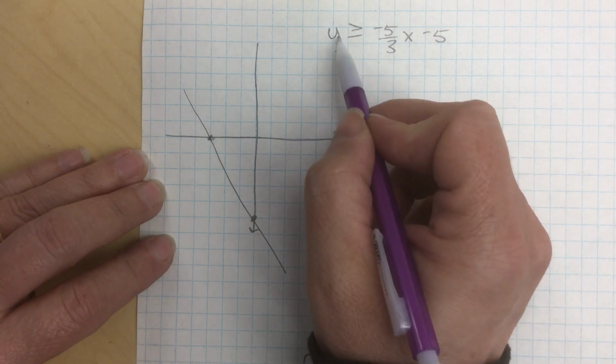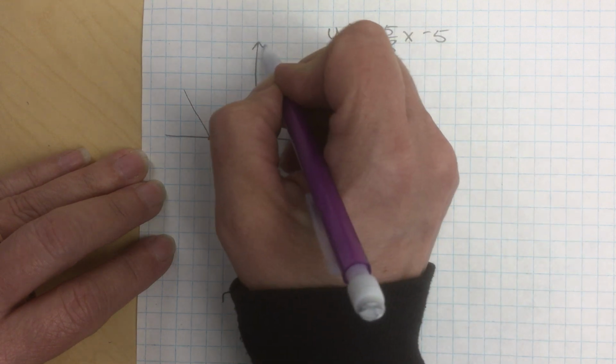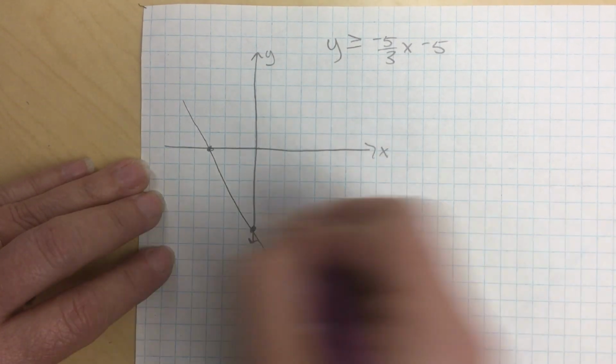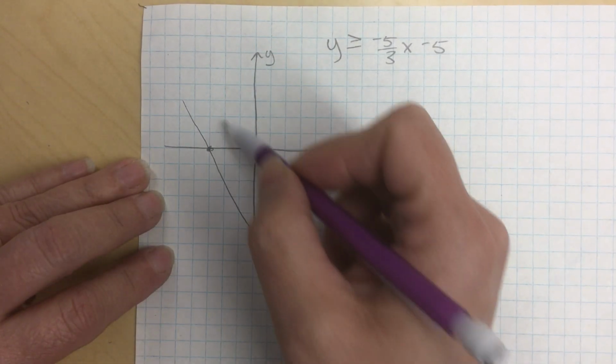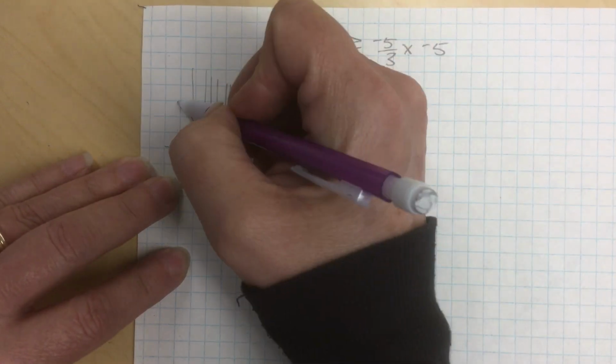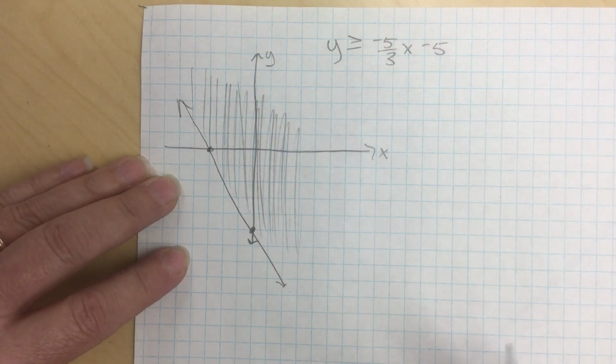Then I want the y's that are greater than this. Your y's are the up and down numbers. Your x's are your sideways numbers. So if I want all the y's that are bigger than this, I want everything that's on top of this line. So you're just going to graph the line and shade above it, okay?